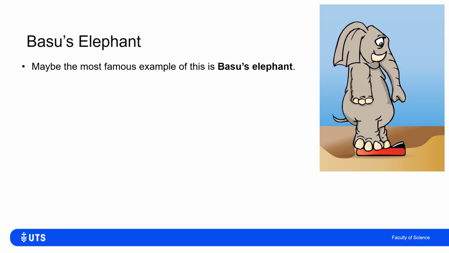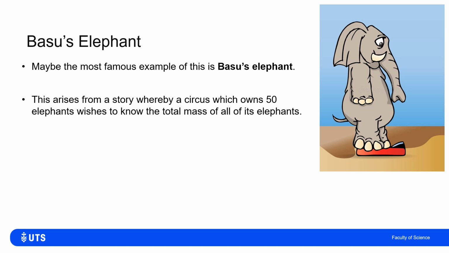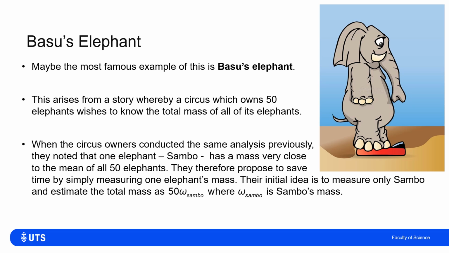Now, this is a little bit contrived, but there's a really nice famous example of where an unbiased estimator can be wildly misleading. And this is Basu's elephant. It comes from a story which says, let's say there's a circus, the circus owns 50 elephants, and they want to know the total mass of all 50 elephants. Circus has done this before. When they did this before, they weighed all 50 elephants, and they knew that one elephant they found in the story is called Sambo. Sambo's mass was pretty much the average of all of the other elephants.